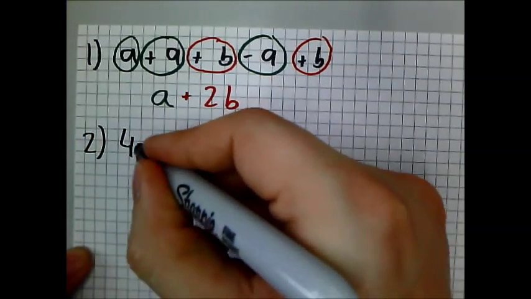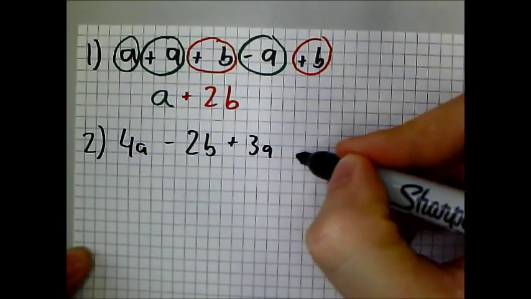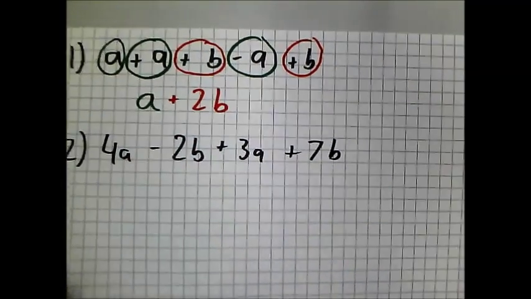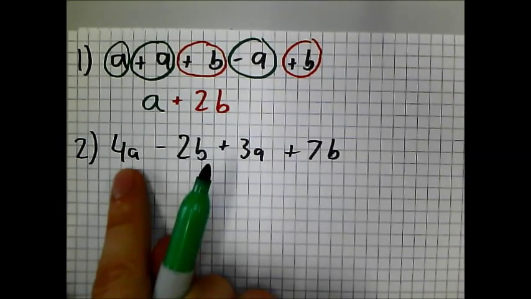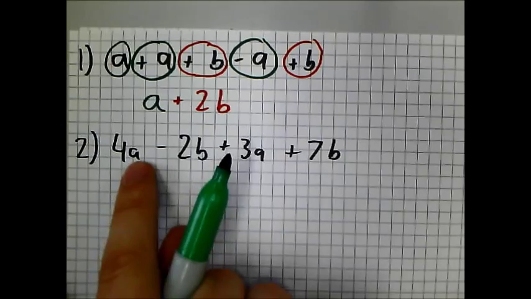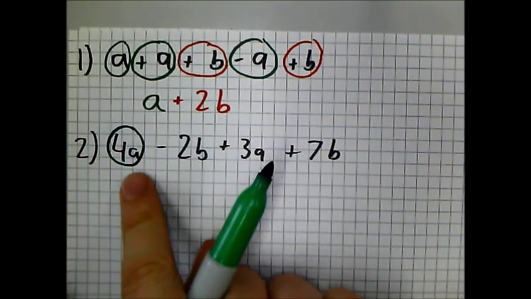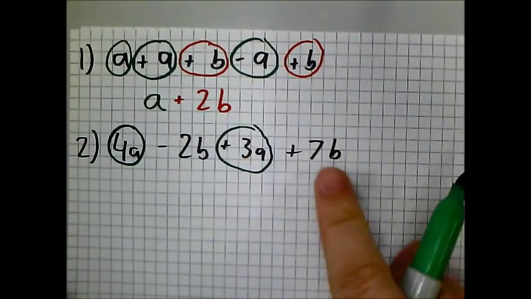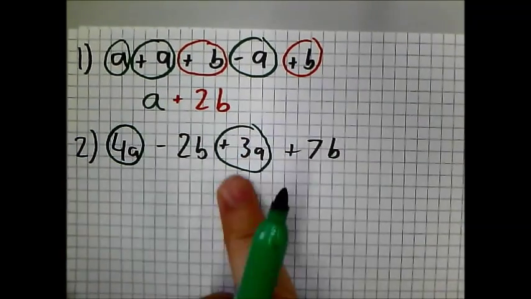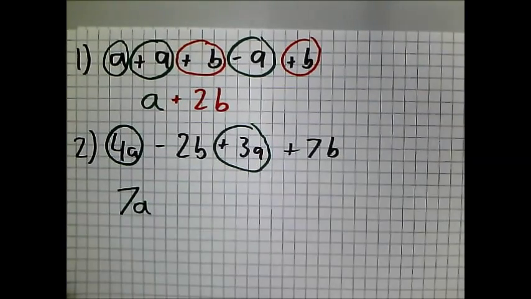Question 2. We have 4a minus 2b plus 3a plus 7b. Same thing again. I'll start with the first thing that I come to, the first term, and that's involving a's. So I've got a 4a. I'll look for any other a's. So I've got 4a plus 3a is 7a.